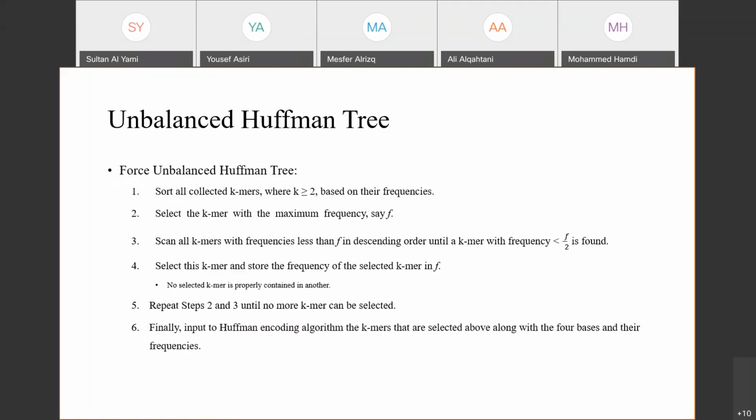To force the conventional Huffman tree to be unbalanced, we follow these steps. First, we sort all collected k-mers, where k is smaller than or equal to K, based on their frequency. Then we select the k-mer with the maximum frequency, let's say f. Then we scan the k-mers with frequency less than f in descending order until a k-mer with a frequency less than half of f is found. After that, we select this k-mer and store its frequency in f. Then we repeat steps 2 and 3 until no more k-mers can be selected. Finally, we input to the Huffman encoding algorithm the k-mers that are selected above, along with the 4 bases and their frequencies.